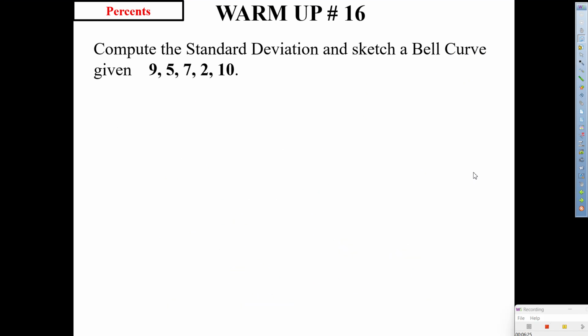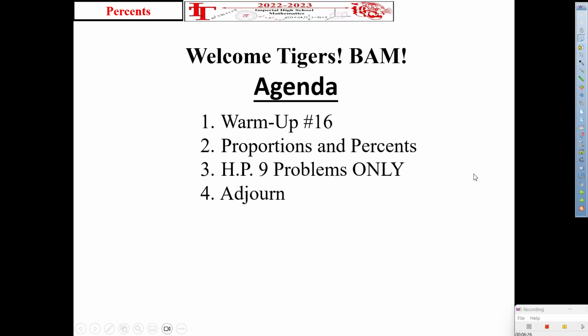All right, copy the agenda. Warm-up number 16 is done. Today we're going to be covering proportions and percents. You've seen this before. Hopefully, your Algebra 1, Algebra 2 teachers showed you this before. And today I'm just going to do a quick reintroduction. We're moving forward with it, but I am going to leave you some home play from that. Only 9 problems. Only.